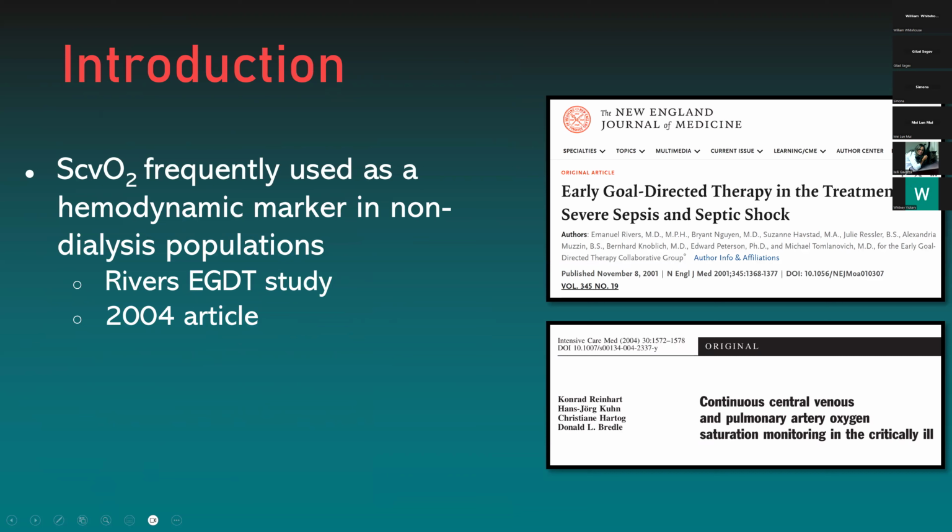I guess the only thing with the central venous oxygen saturation, they had a couple of references, and they're saying it's frequently used in non-dialysis populations as a hemodynamic marker. Their references were a little bit older, and one of them is this Rivers study from 2001, and then this 2004 article as well. I felt like maybe there were probably some more recent references out there.